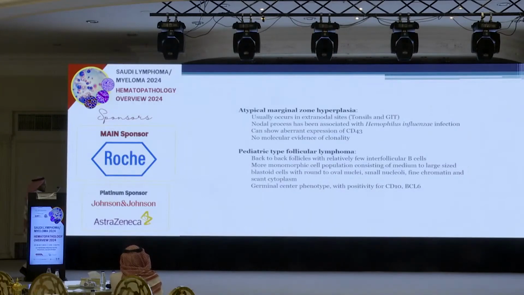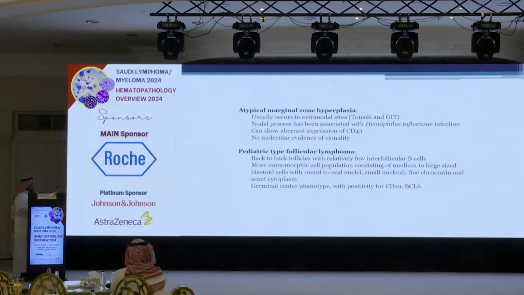So the differential diagnosis mainly relies on two entities. The first one is atypical marginal zone hyperplasia, which is a rare polyclonal expansion of the marginal zone. We see it usually in the extranodal sites, in the tonsils, in the GI, and usually doesn't involve the lymph node. However, rare cases of nodal involvement have been reported with Haemophilus influenzae infections. They are usually CD43 positive, like the pediatric type marginal zone lymphoma. However, when you do a molecular study, you will see these cases are polyclonal.